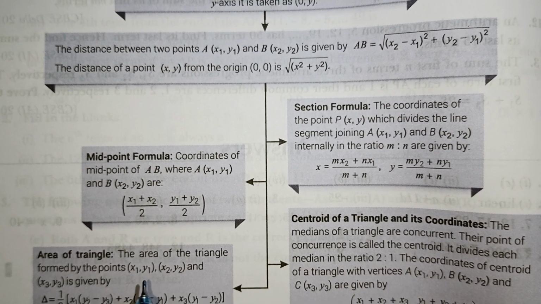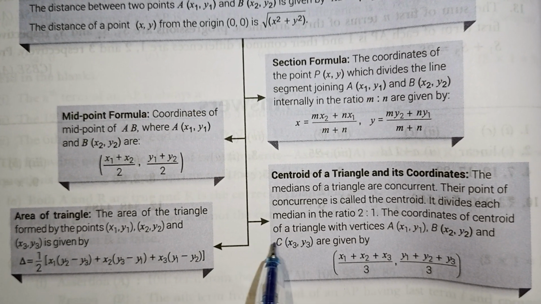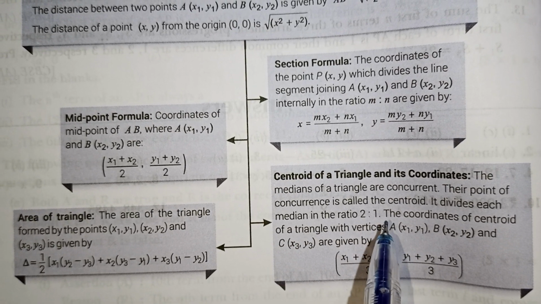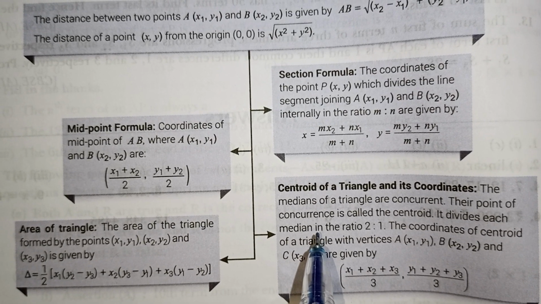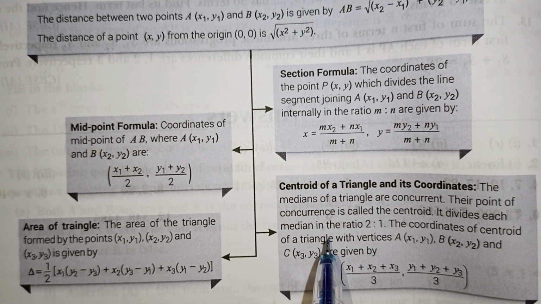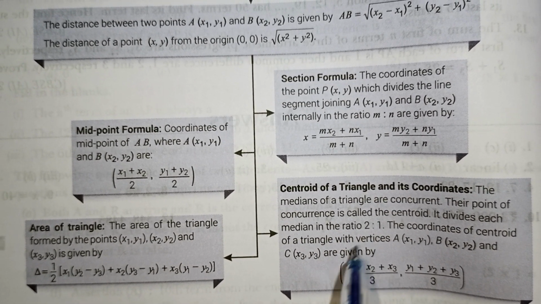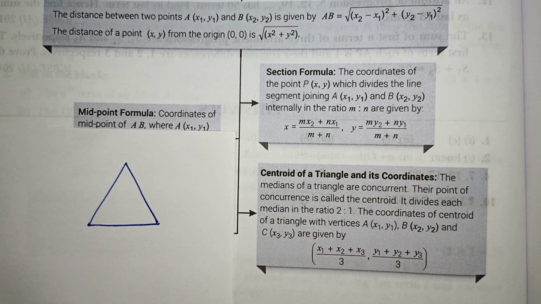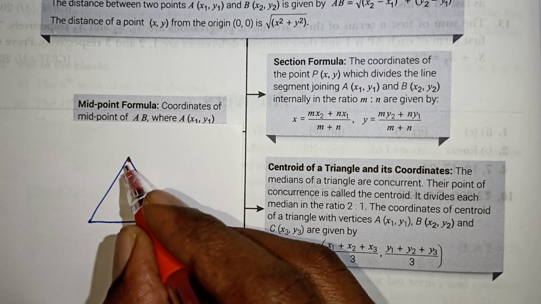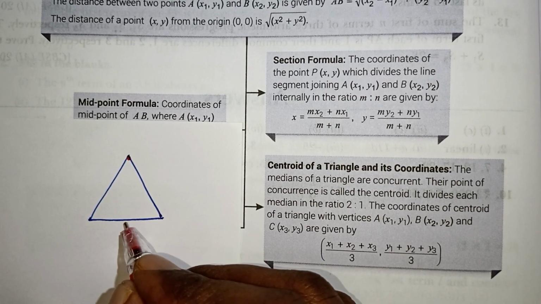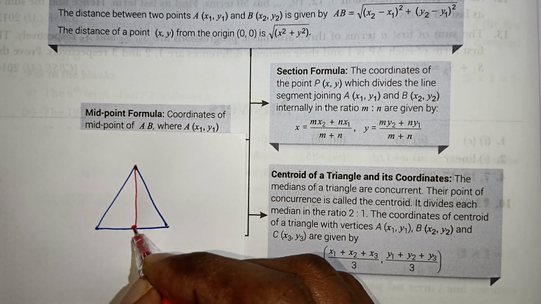So we have two more. One is the area of the triangle. The other one is the centroid of a triangle and its coordinates. For example, centroid is the point of concurrence of all three medians of a triangle. We know that the centroid divides every median in the ratio 2 is to 1. Suppose you want to draw the centroid: from all the vertices, you draw a line segment that should meet the midpoint of the opposite side. Suppose this is a midpoint. If we connect these two, this is called a median.